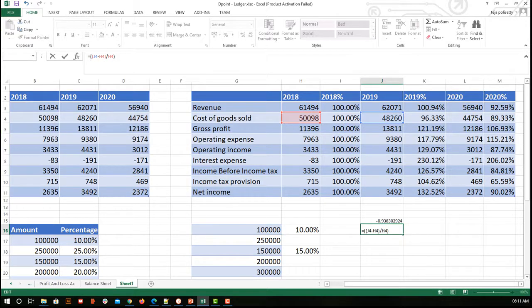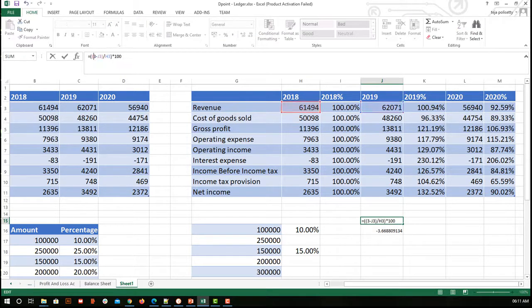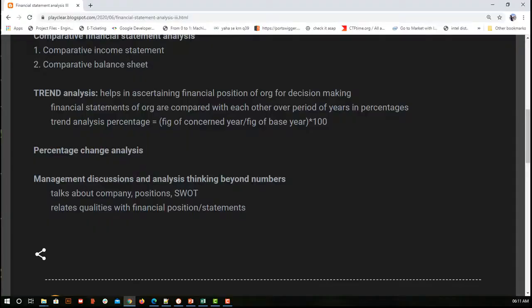So you can see minus 3.6688. That is, I have found the decrement. So here what happened was, I need to say J3 minus H3. So that's how I can find the increment and decrement percentage, and that we call percentage change analysis.